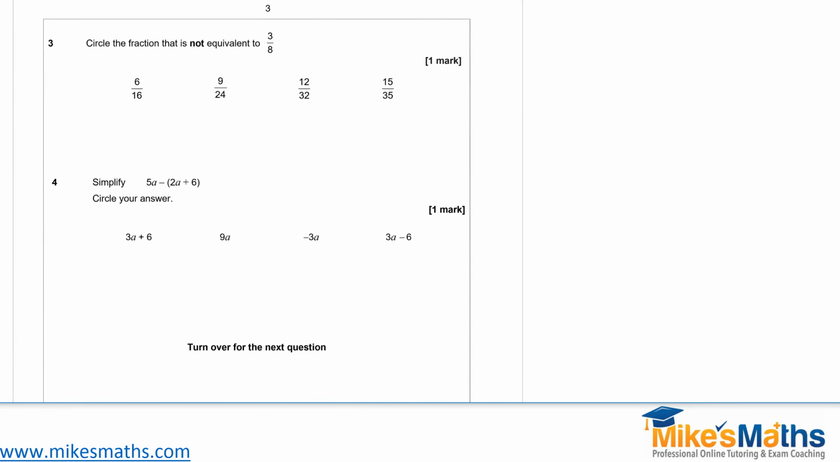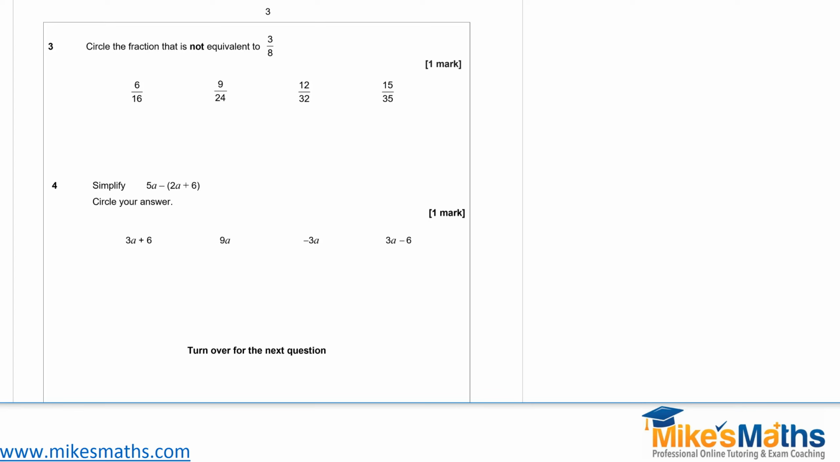I've chosen question 3 to begin, and this is an example where we need to read the question carefully. Okay, so let's begin. First of all, it says circle the fraction that is not equivalent to 3/8. Notice what I've underlined there. Circle the fraction, so that's what we're going to have to do. The fraction that is not equivalent to 3/8.